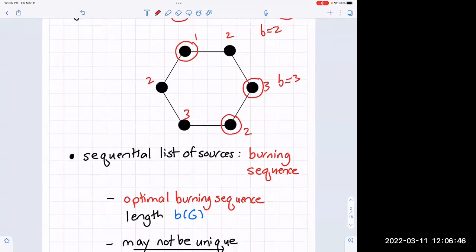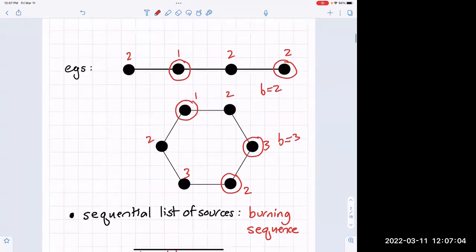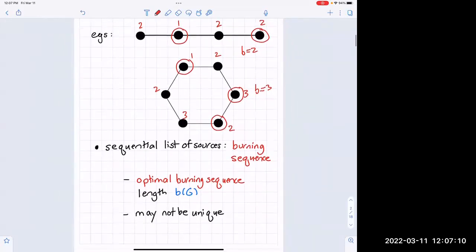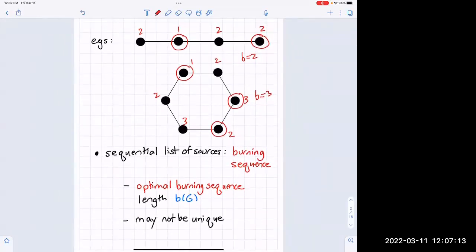So what we get when we're burning is this sequence of sources, right? The first source, second, third, and so on. So what you get is a burning sequence. The optimal length burning sequence, which we call the optimal burning sequence, has length the burning number b(G). Of course, you can see just from these simple examples that the burning sequence is not unique, up to symmetries and so on. You can find other burning sequences, but again, the length of an optimal burning sequence is unique, and that's the burning number.